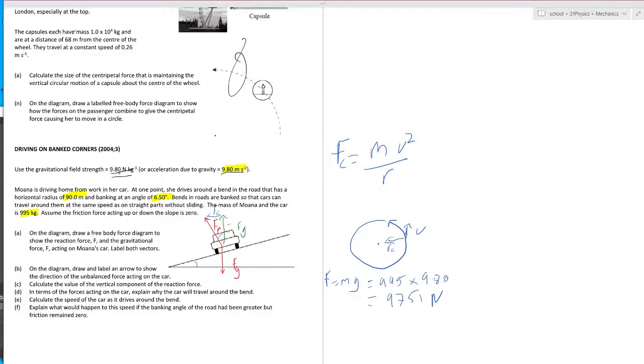Okay, so there's another step to this equation. We're going to use this one to work out the velocity. I'll just do the algebra now while I'm at it. I'm going to multiply both sides by r. They're going to cancel out. So that leaves me with r times Fc is equal to mv squared. And then I'm going to divide both sides by m.